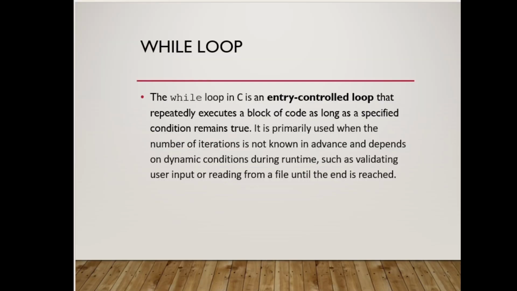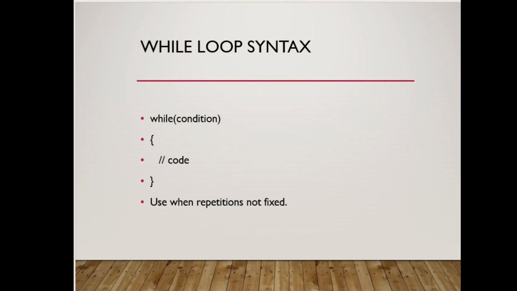Now let's move to the while loop. The while loop is also an entry control loop, meaning the condition is checked before execution. But the main difference is that we usually use a while loop when the number of repetitions is not fixed. For example, reading data from a file, taking input until the user enters a specific value, or running a program until a condition changes. The syntax of while loop is very simple.